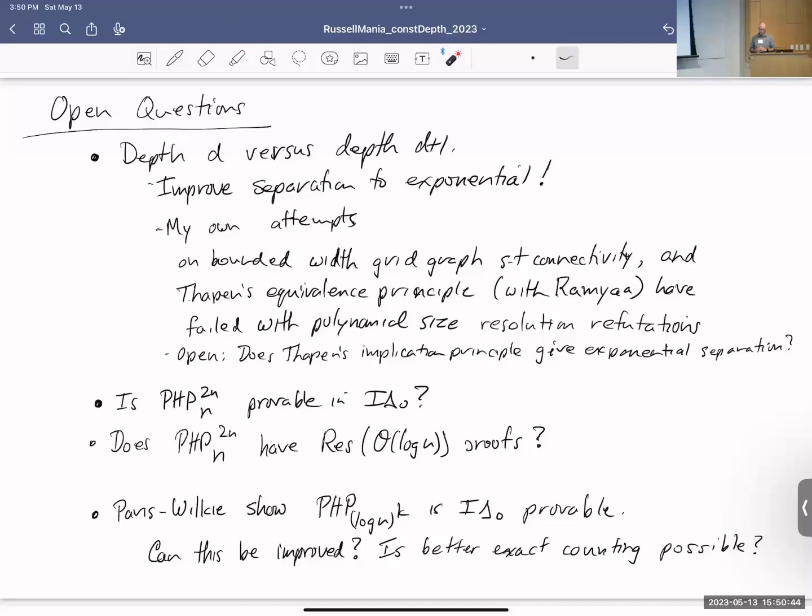And then Paris and Wilkie, in a follow-up paper, showed that you could count exactly: take a subset of 2^n that has cardinality less than (log n)^k for some fixed k, then I-delta-naught could exactly define the size of that set. And can that be improved to some bigger numbers? No idea.